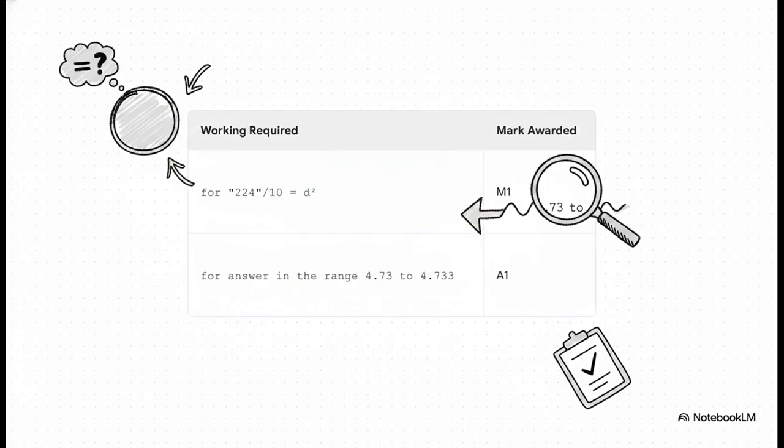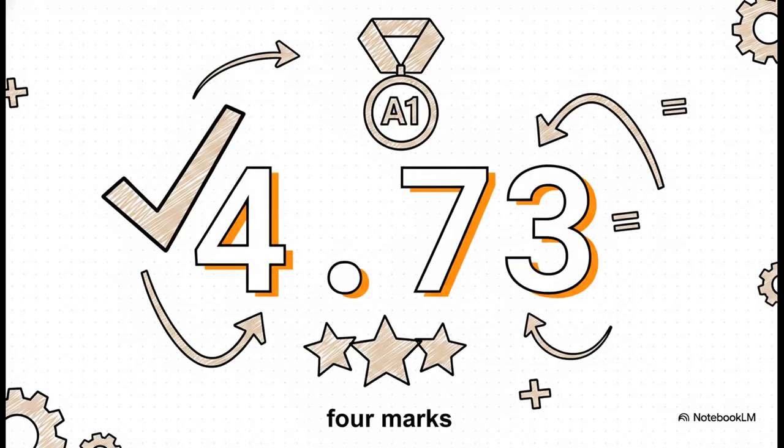Now, this is a brilliant exam tip. See how 224 is in quotation marks? That means you can get this method mark even if your answer for k in part A was totally wrong. It's called a follow-through mark, and it's a lifesaver. It's exactly why you have to show your working. The final accuracy mark, the A1, is for an answer between 4.73 and 4.733, which just allows for tiny differences in rounding. So 4.73 is the number that gets you that final A1 mark.